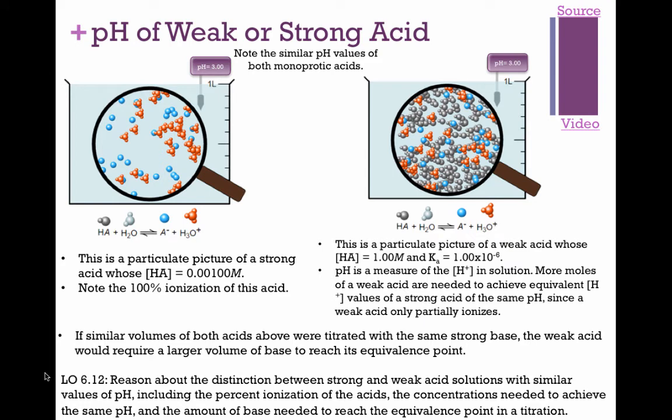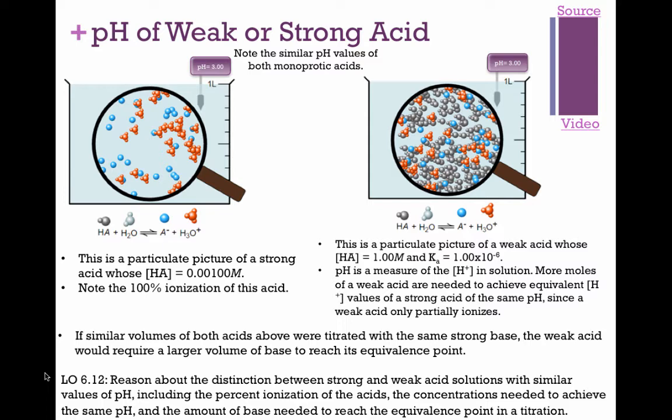So this goes right with that particle diagram, looking at the pH of a weak or strong acid. Notice the pH of 3. If you have a pH of 3, what is this solution? It's going to be acidic. Don't let little things like that slip out of your brain. pH below 7 is acidic. pH above 7 is basic.